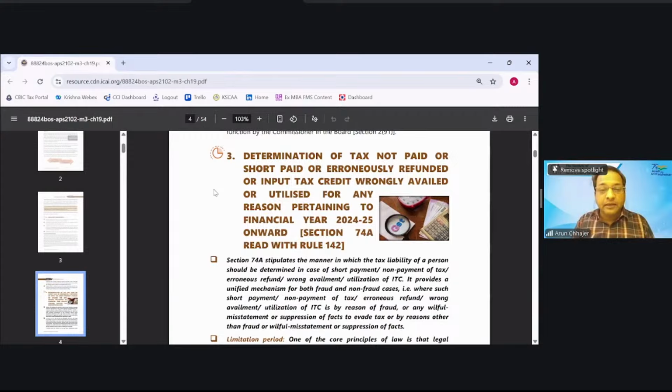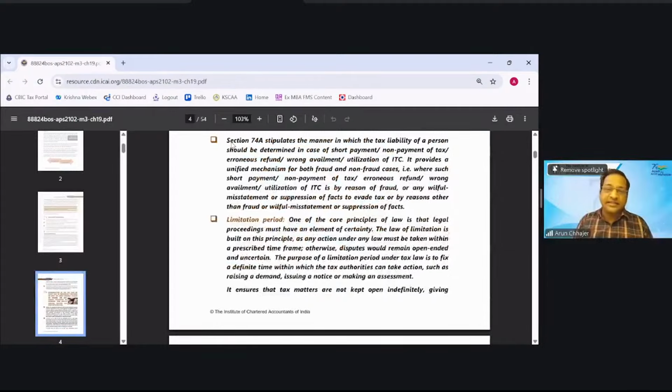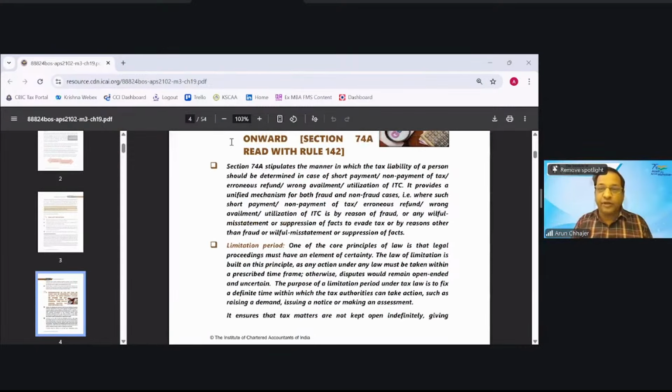But there was a different time limit for 73 and a different time limit for 74. What was the time limit for 73? 3 years from the due date of the annual return. The order has to be issued within 3 years. What about 74? It was 5 years. Now 73 and 74 both have been merged. Okay, now let's read. That is section 74A. Yes, it is 74A only.